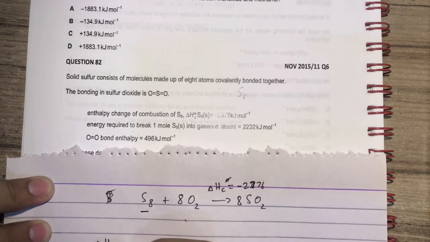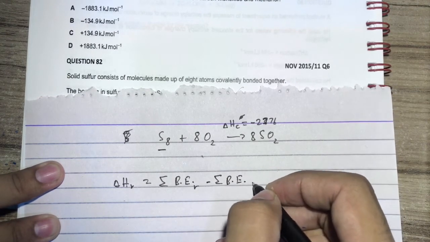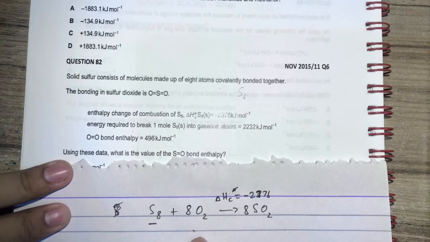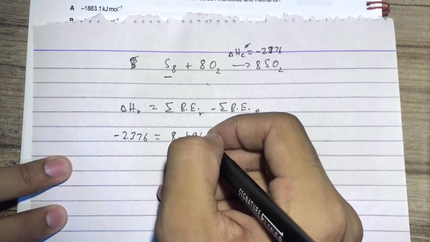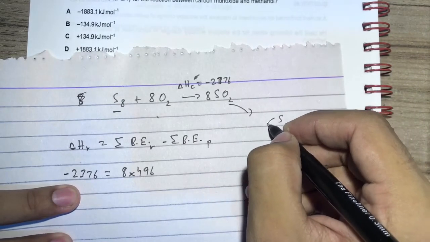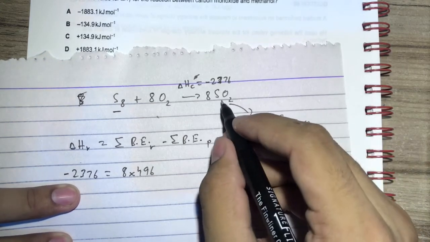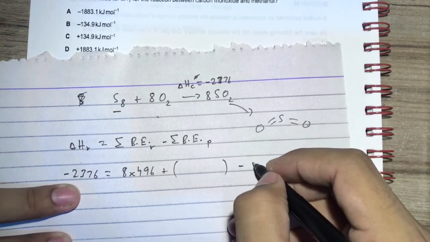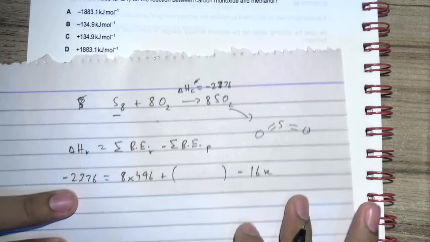Delta HR, if we use this formula, delta HR equals sum of bond enthalpies of reactants minus sum of bond enthalpies of products. So delta HR we know is negative 2376. Now bond enthalpies of reactants: we know that oxygen's bond enthalpy is 496 and there are 8 oxygen, so 8 times 496. What we have to find is the bond in SO2, SO2 is basically like this, and we have to find the bond enthalpy of one of these bonds. There are 2 of these bonds in SO2, so total of 16 bonds over here. So over here we'll have some value for S8, and then negative, in the products we'll have 16 times, if the bond enthalpy of this bond was X, then 16X. What we have to find is this, and then we're done.